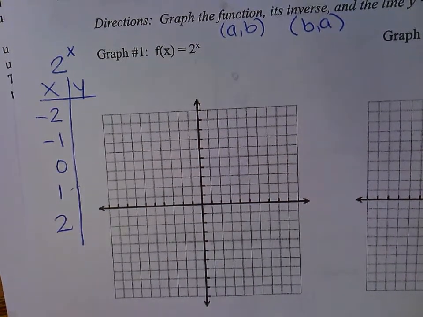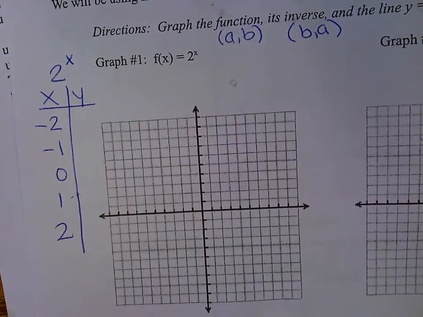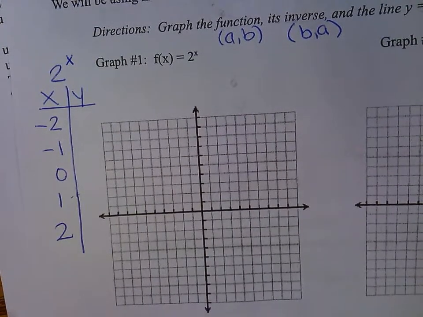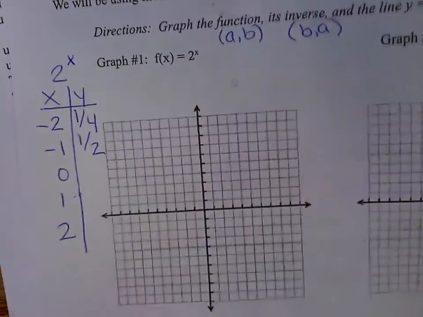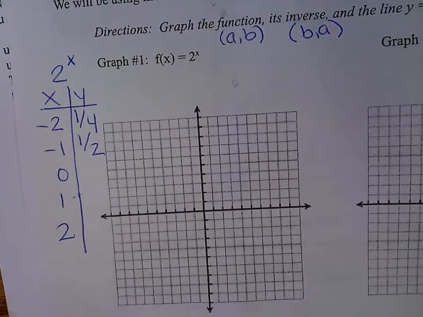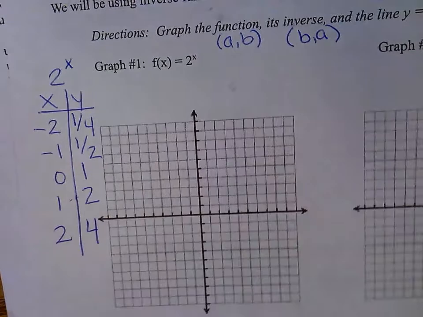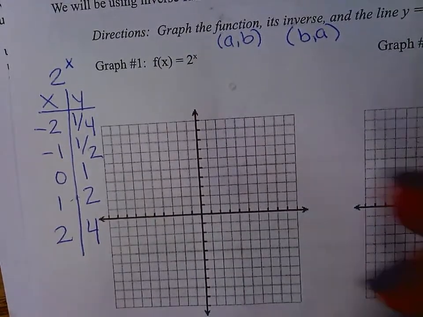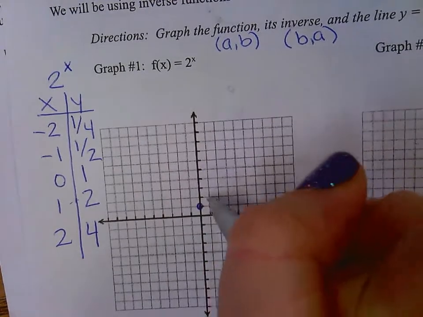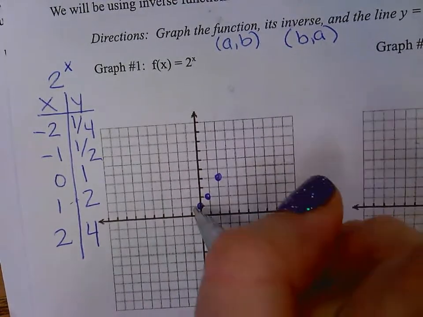What's 2 to the -2nd? Did you fill this in? Please tell me you remember. 2 to the -2nd is what? 1/4, then 1/2, right? Because you're flipping it, taking the reciprocal. Anything to the 0 power is 1, 2 to the 1st is 2, and 2 squared is 4. You have to know how to do 2 to the x. So 1/4, 1/2, 1, 2, 4.